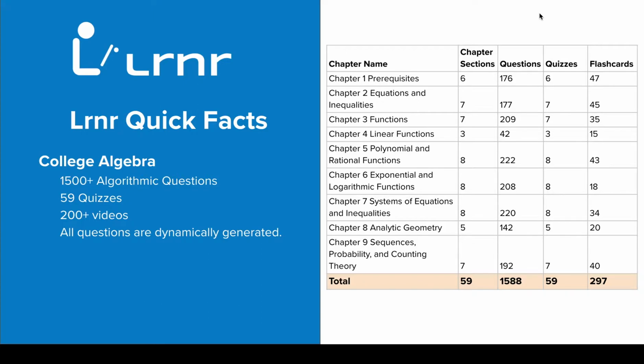So let's look at some stats on the college algebra course. We have over 1,500 questions. You can call them question templates because every single question is dynamically or algorithmically generated. We have over 59 quizzes and over 200 videos.